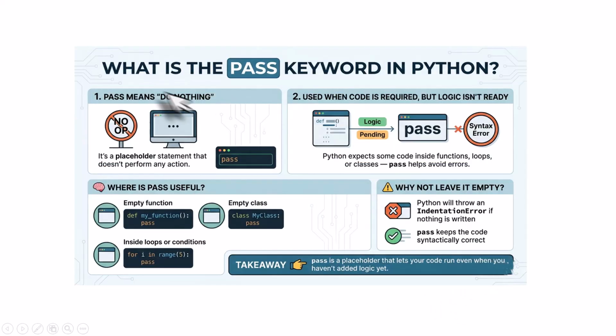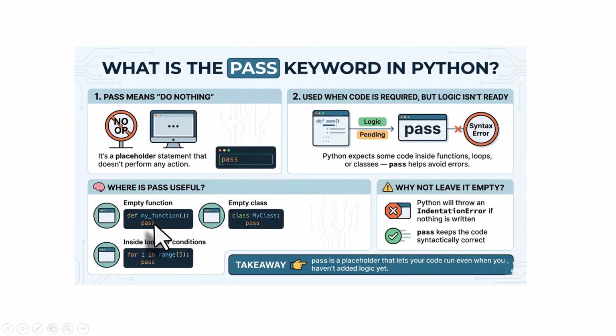Okay. Now let's understand what is the pass keyword in Python. Pass keyword means do nothing. That is, it's a placeholder statement that doesn't perform any action. So it's used when code is required but logic isn't ready. And Python expects some code inside functions, loops or classes. In that case, using a pass keyword helps avoid errors.